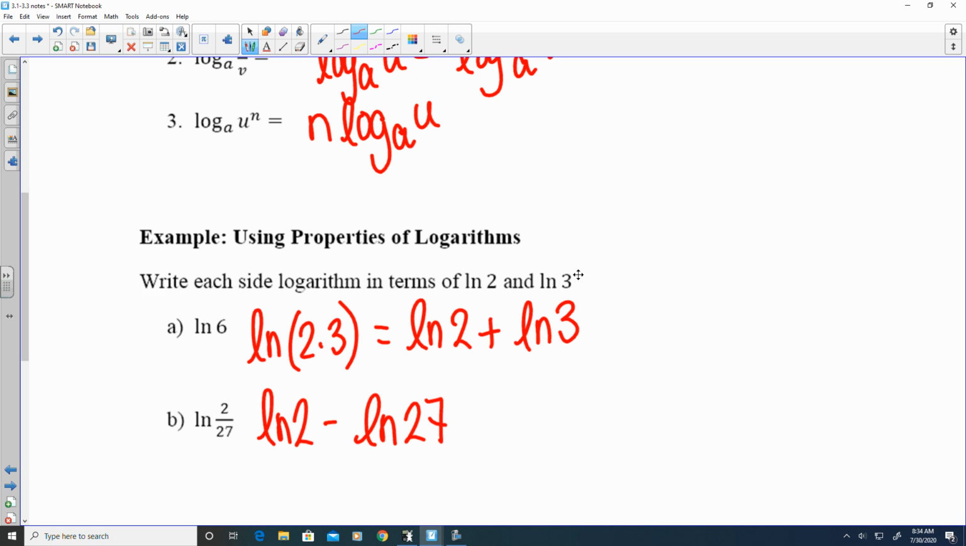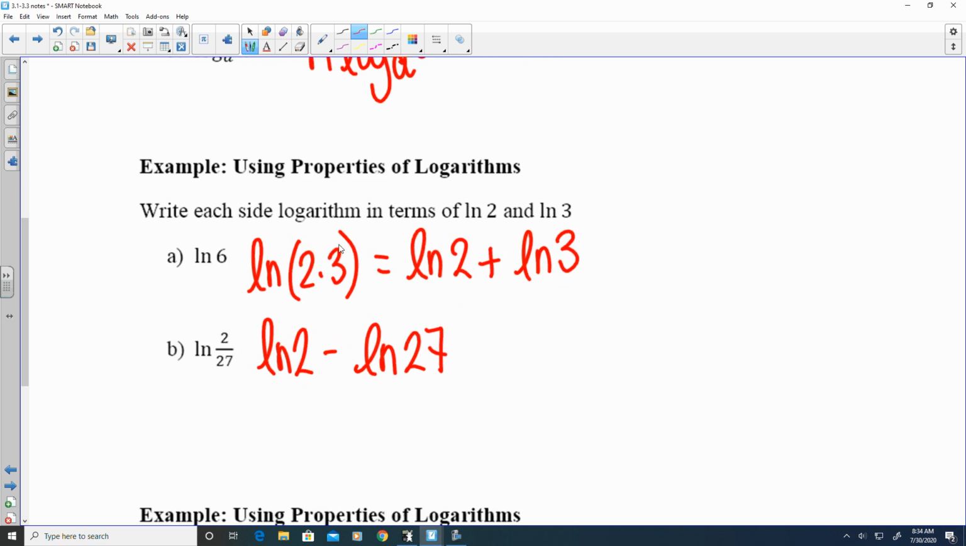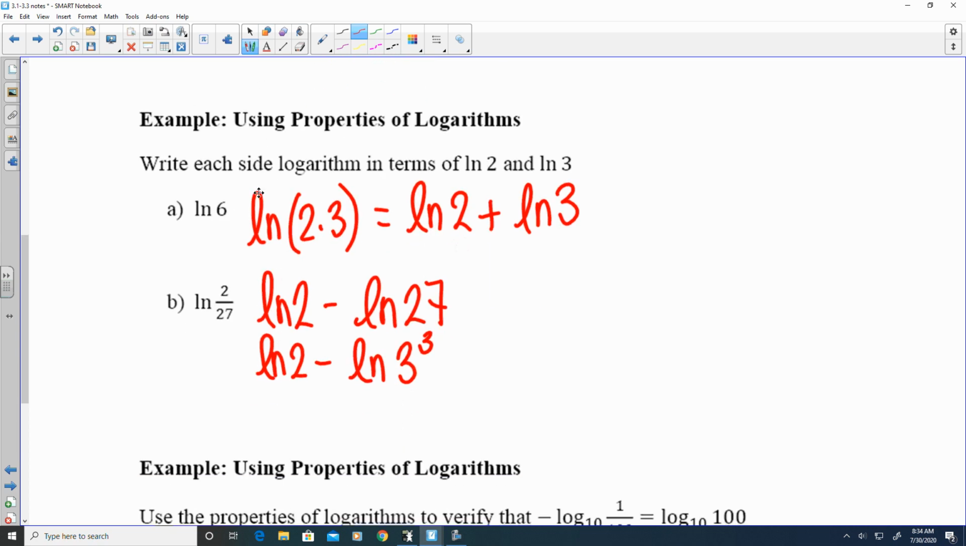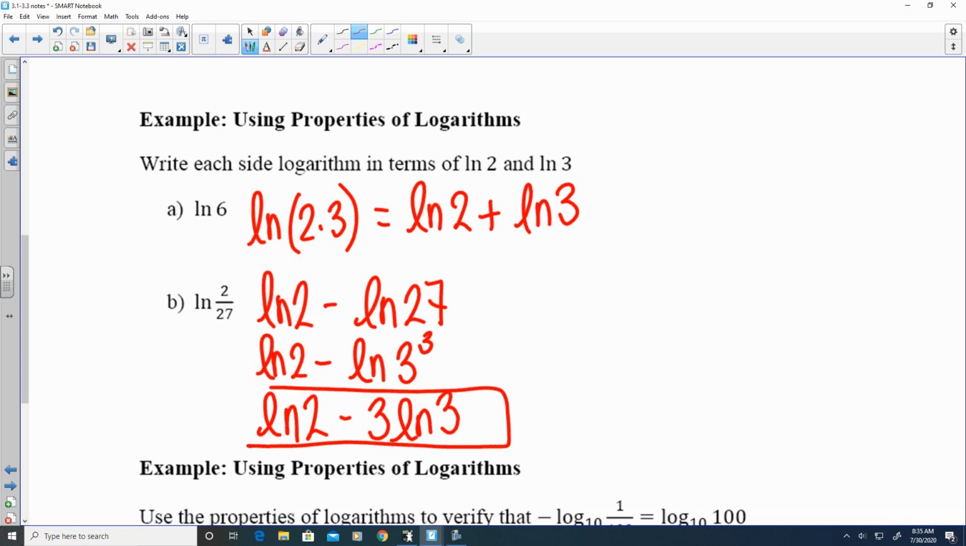And then we're trying to still get this into threes. The 2 is good to go, but we need to turn 27 somehow into natural log of threes. I do know that 27 is 3 to the third. And then I can use the third property to bring that exponent down to the front. Minus 3 natural log 3. And that's it. I guess I should box this answer too if I box that one.